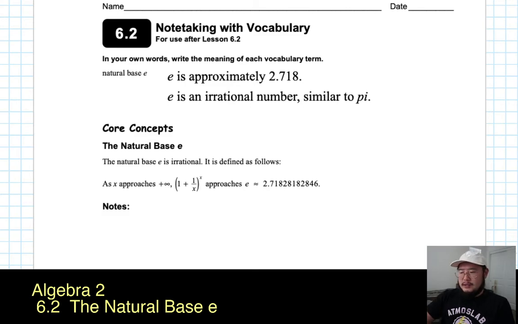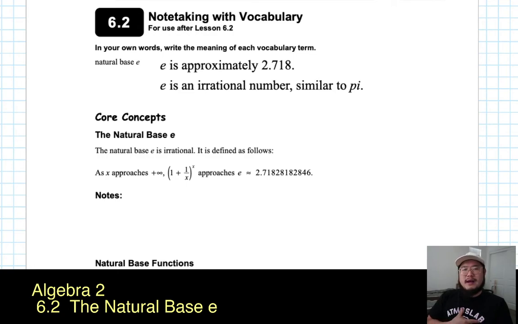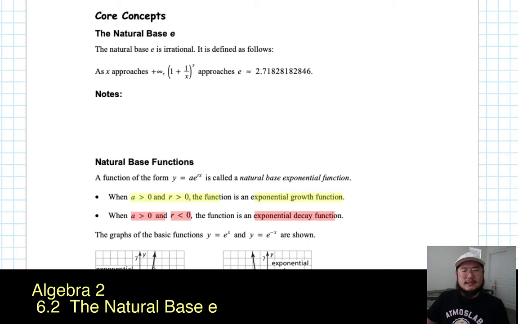As we take a look at our core concept right here, the natural base e is irrational. Once again, if it's irrational, it's a number that you can't turn into a fraction. Something like pi, 3.1418, you can't turn that into a fraction. Therefore, it is irrational. The same goes for e. And as it says right here, as x approaches positive infinity, (1 plus 1 over x) to the x power approaches this number e, this magical letter that happens to be 2.718. So primarily today, we're going to look at what functions with natural base e look like.